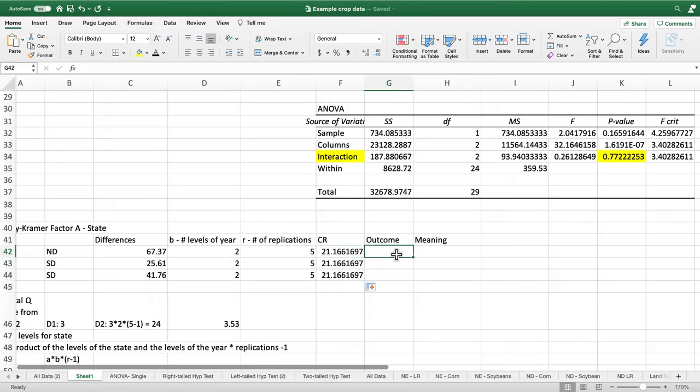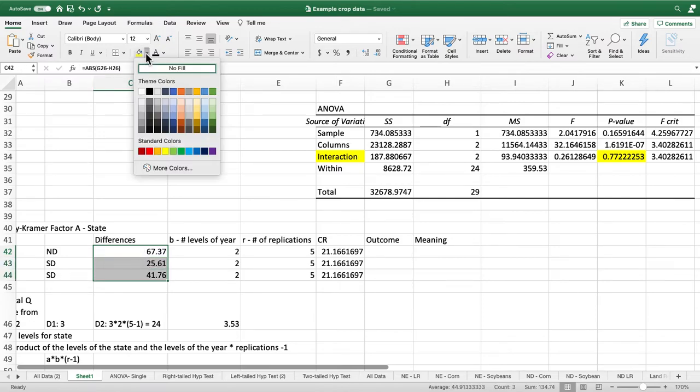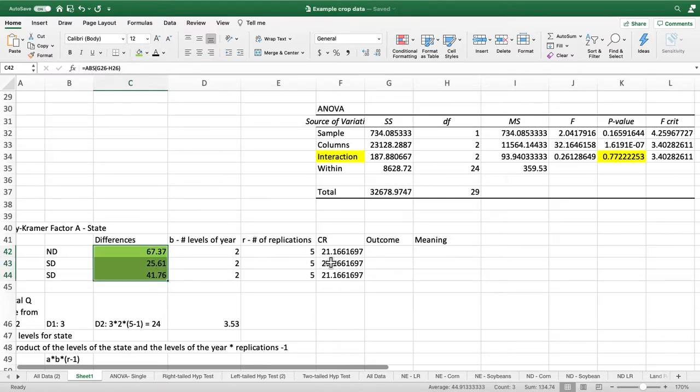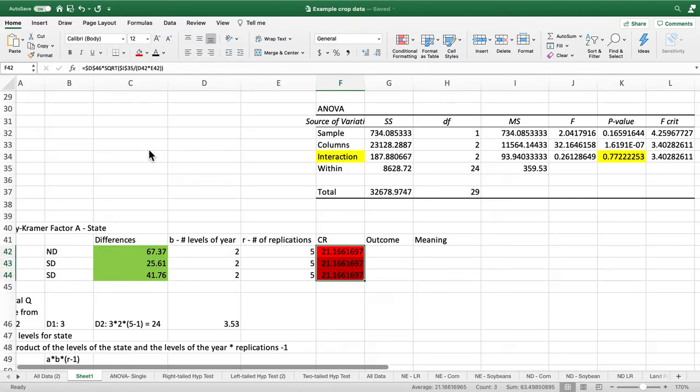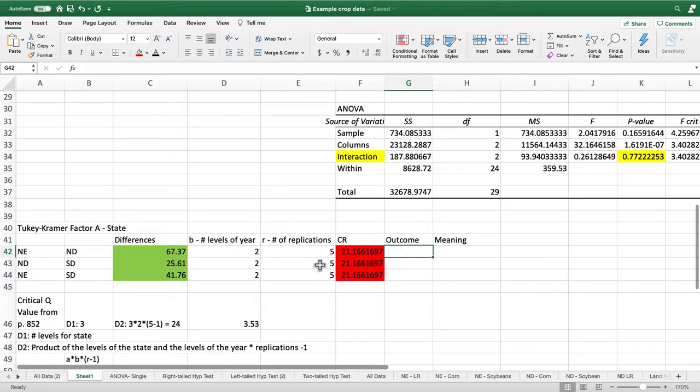So now for my outcome, we need to look and see, is our difference, we'll highlight that in green, greater than our critical range? If it is, we are going to reject our null hypothesis. And if you see, for Nebraska and North Dakota, our difference is greater. Same with our North Dakota and South Dakota. It's closer, but it's still greater. And our Nebraska and South Dakota is also greater. So we are going to reject all of these.